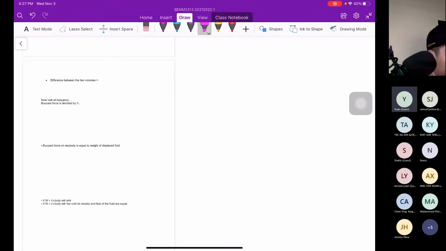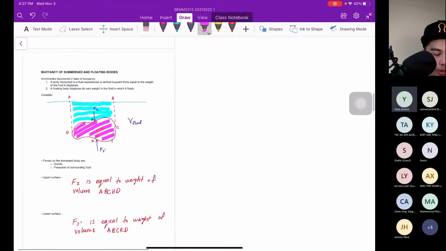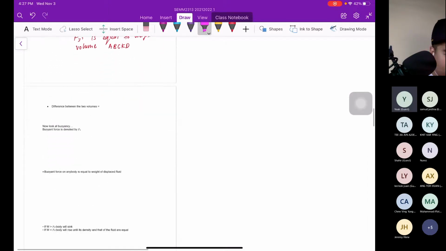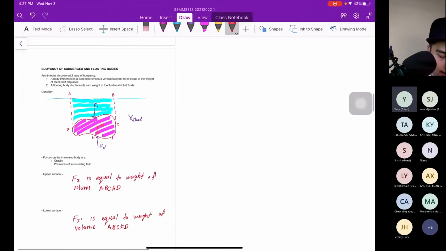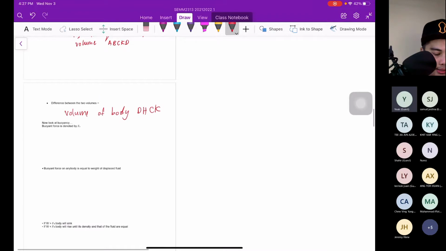Now we go to the difference. So what's the difference when you deduct A, B, C, K, D minus A, B, C, H, D? You will get the pink color. The volume of the body DHCK. Where is DHCK? That is the difference.